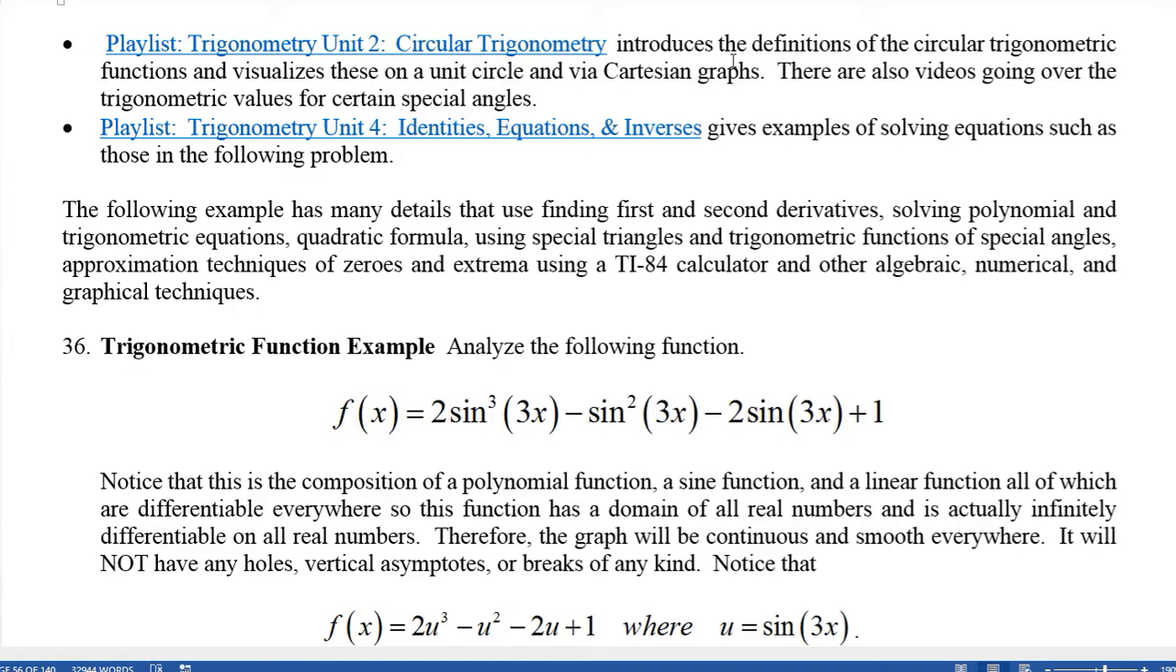Okay? But it has details that are going to include finding a first and second derivative, solving some polynomial and trigonometric equations. We're going to use the quadratic formula. We're going to use some special triangles and trigonometric functions of some special angles. We're going to use even approximation techniques of zeros using the built-in version of Newton's method in your calculator with the Calc Zero or Calc Max or Calc Min for finding some extrema. And we'll use some other algebraic, numerical, and graphical techniques. So we're going to be using lots of stuff here, and this is a good example for us to work on to help, among other things, just review some of these details.